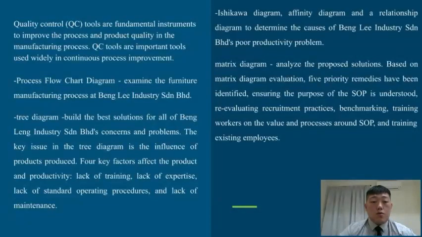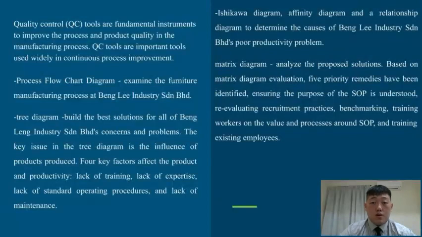First, the process flowchart diagram is used to examine the furniture manufacturing process at Bentley Industries India Berhad. The tree diagram is used to build the best solutions for all of Bentley Industries India Berhad's concerns and problems. The key issue in the tree diagram is the influence on products produced. The four key factors influencing product and productivity are lack of training, lack of expertise, lack of standard operation procedure, and lack of maintenance.